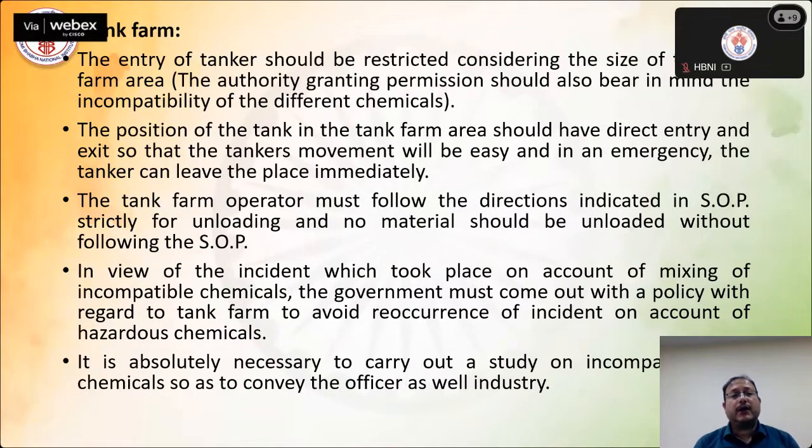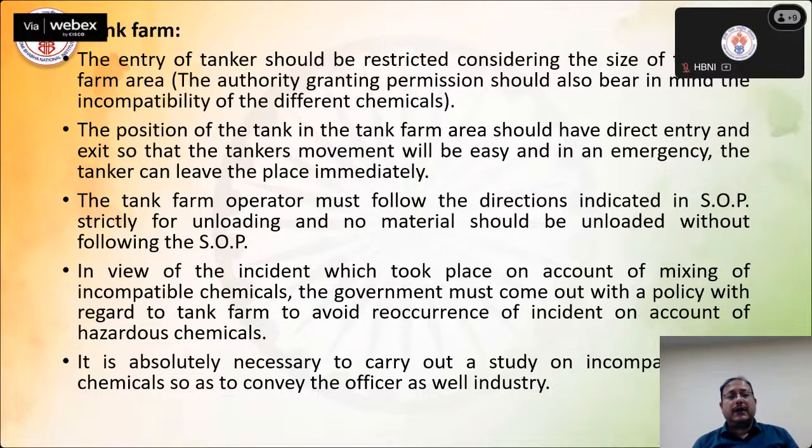Tank farm: in this case, the entry of tankers should be restricted considering the size of the tank farm area. The authority granting permission should also bear in mind the incompatibility of different chemicals. They should know the properties, what can happen, what the quantity is, what if a certain quantity got mixed, and what the repercussions will be if these chemicals are accidentally mixed. It should be very clearly known to the officers who are the authority.